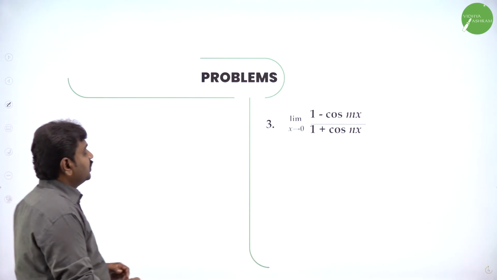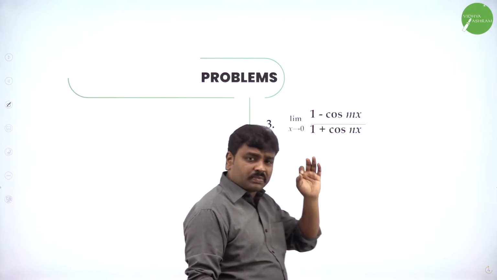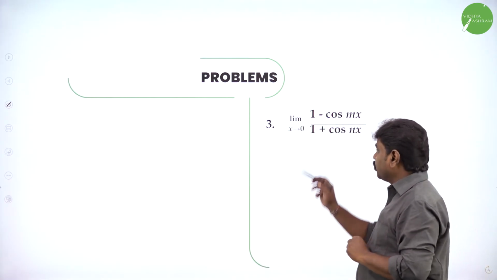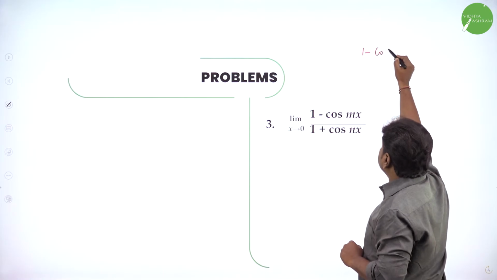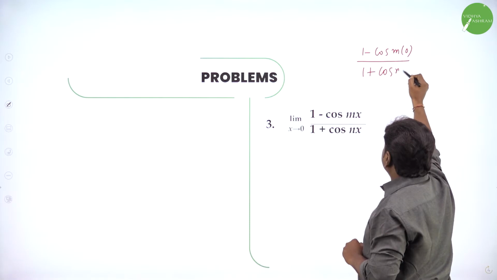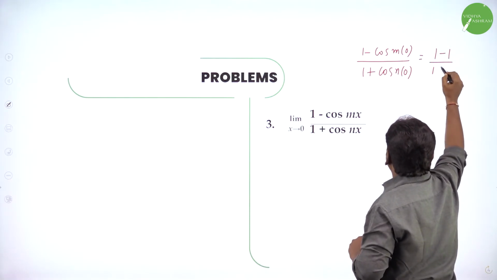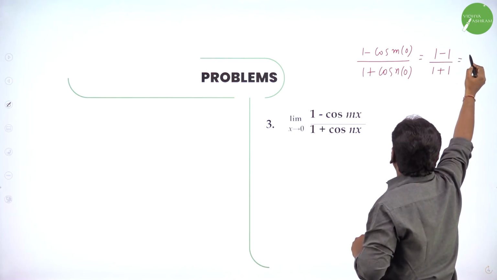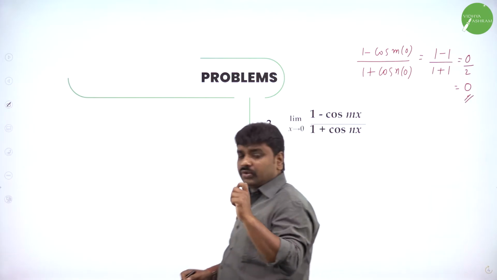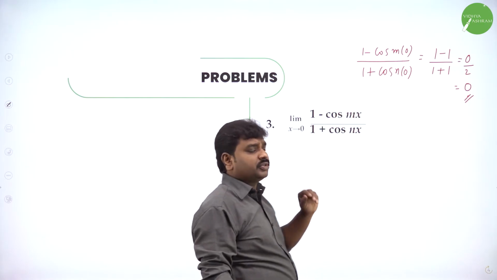Next, limit x extends to 0, 1 minus cos mx by 1 plus cos nx. Here also, in the place of x, if you put 0, you might expect 0 by 0, so you think you cannot directly apply the limit. Suppose you put 0, it will become 1 minus cos m times 0 by 1 plus cos n times 0. 1 minus cos 0 is 1 minus 1, over 1 plus 1, that will become 0 by 2. Now I tried for 0 by 0, it is not giving 0 by 0. You are getting 0 by a number. It is possible.